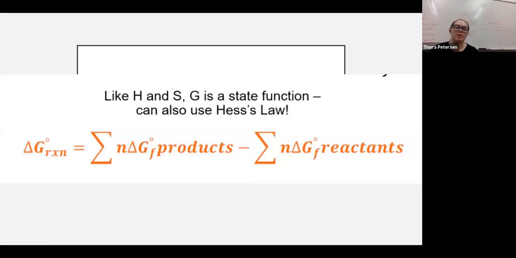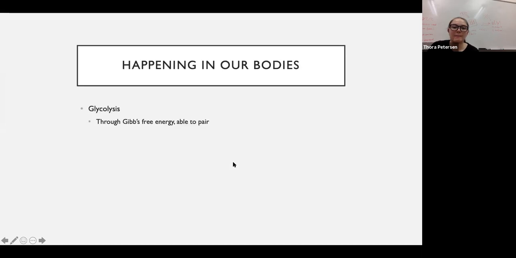And also, like H and S, G is also a state function, so we can use Hess's law. As I kind of talked about earlier, since the journey doesn't matter, you can subtract the sum of all the reactants from the sum of all the products. And then also in class, we kind of talked about how this is actually happening in our bodies, and it's through Gibbs free energy that we're able to pair conflicting processes and able to get some useful work to use within our bodies.